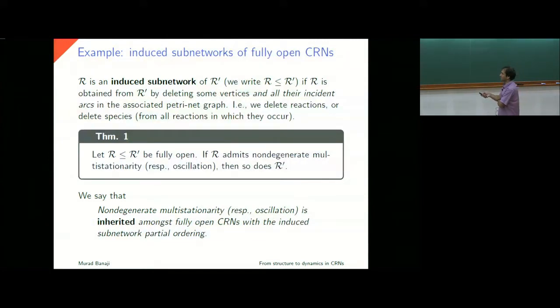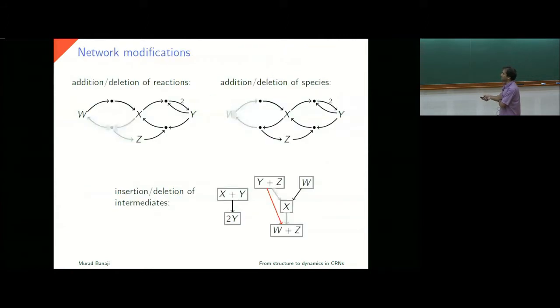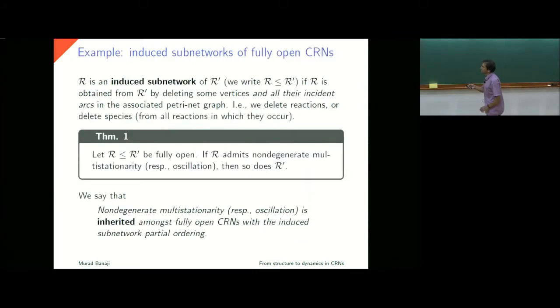Okay, so that's just these top 2 operations in the previous slide, where you delete some reactions, you delete some species. If you can obtain a network by deleting species and deleting reactions, then we'll say that the smaller network is an induced subnetwork of the larger one. This is just following graph theoretic terminology. It would be an induced subgraph. The smaller graph is an induced subgraph of the larger graph.